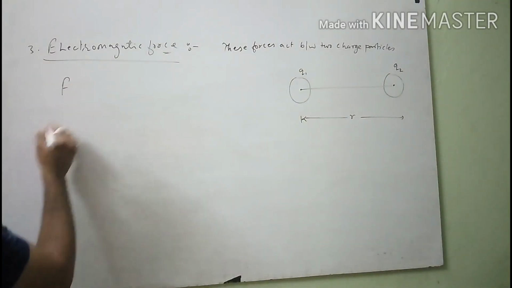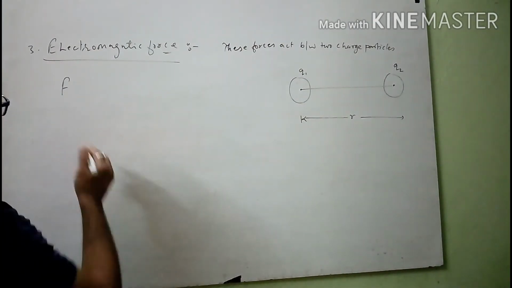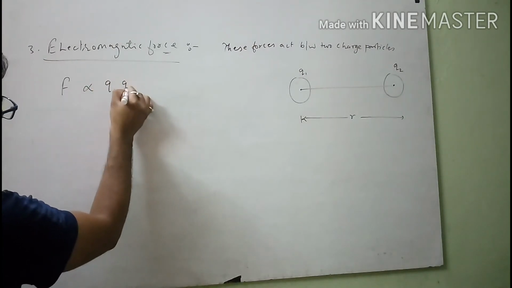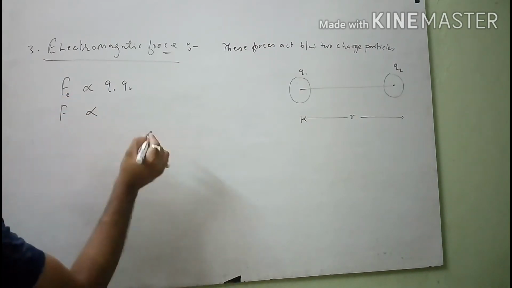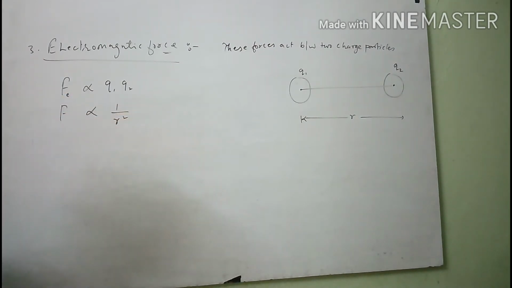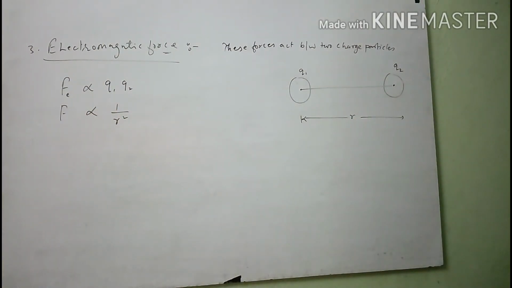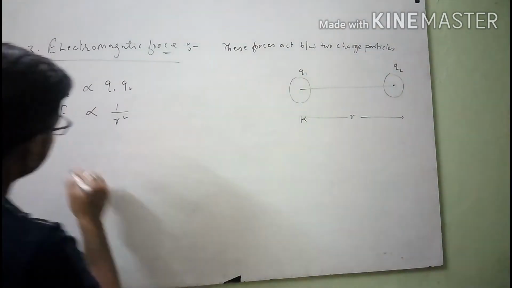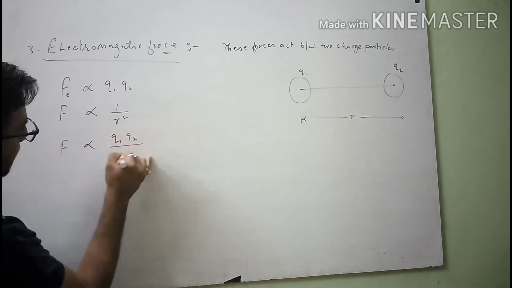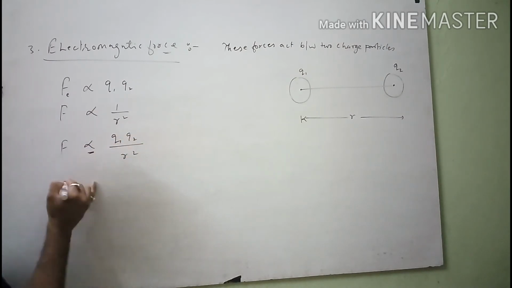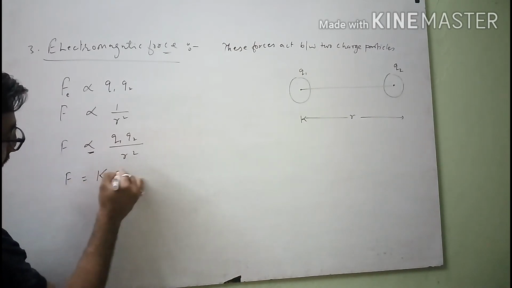Coulomb said that the force of interaction between these two charged particles is directly proportional to the product of their charges, and the force is inversely proportional to the square of the distance between them. When you combine these two, you get q1 q2 by r square, and after removing the proportionality sign, I write a constant k, the proportionality constant: F equals k q1 q2 by r square.